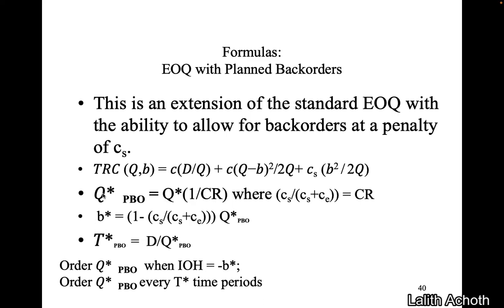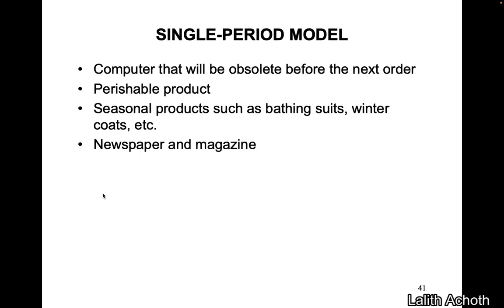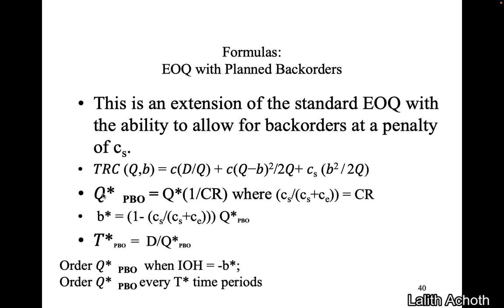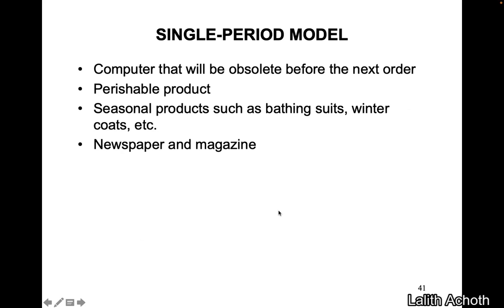So we'll just see this with a numerical. I mean, it's very simple. You calculate EOQ, Q star, and multiply it by 1 minus CR. So now you need the information on that. I will just show you with an example.